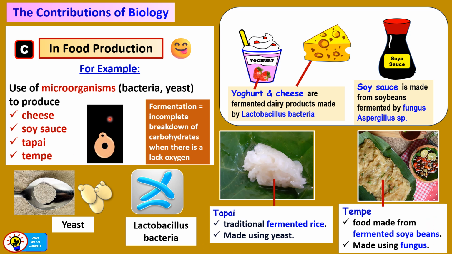So the microorganisms involved in the production of these types of fermented foods are yeast, this is yeast. It's like a brownish powder. And then this is lactobacillus bacteria, which is rod-shaped. It is found in milk, and it can carry out fermentation of milk when there's lack of oxygen.